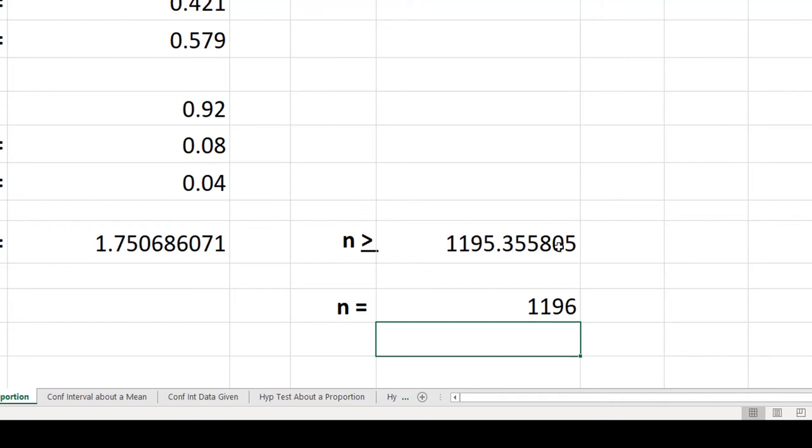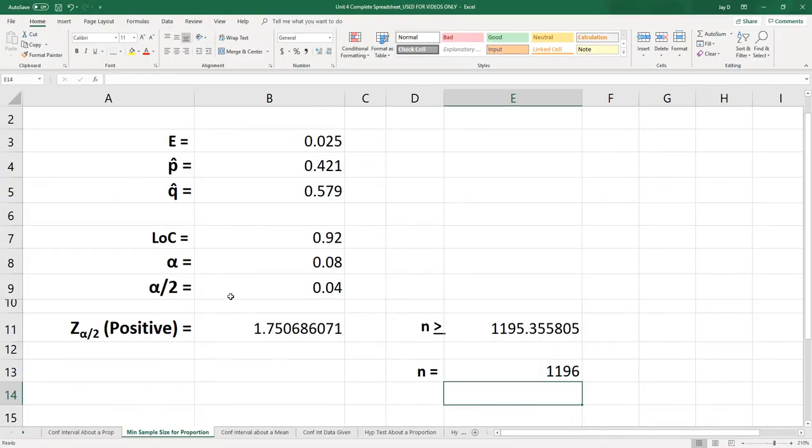And, well, that's about it. I mean, that is the minimum sample size necessary to be 92% confident and to be within 2.5% of the population proportion of those people who would want Medicare for all. Let's go on to problem 4.